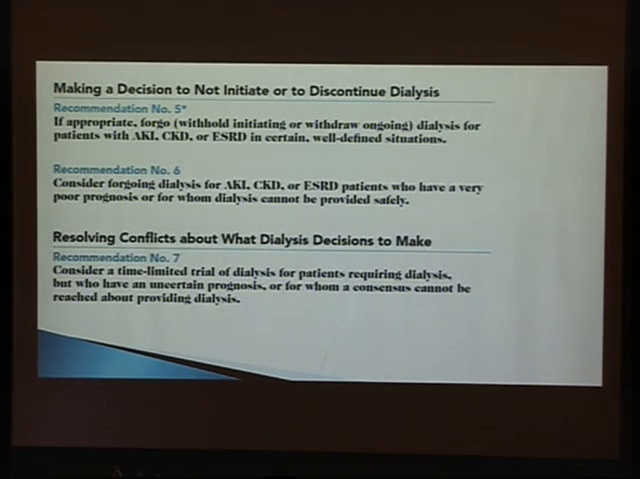Recommendation number 7 is about resolving conflicts about what dialysis decision to make. Consider a time-limited trial of dialysis for patients requiring dialysis who have an uncertain prognosis, or for whom a consensus cannot be reached about providing dialysis. This is a very common situation, and we will talk about it in detail, because this is one of the most common situations that you are facing.